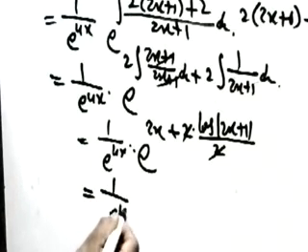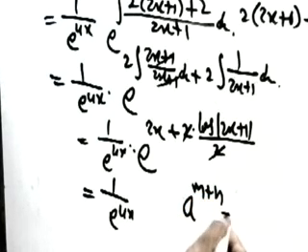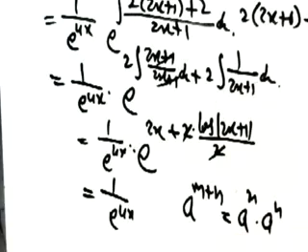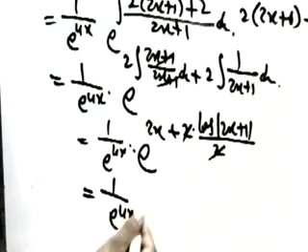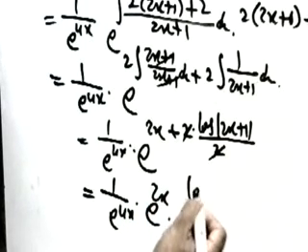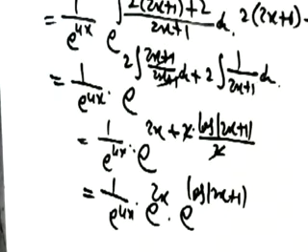You see here, equals 1 divided by e power 4x. Suppose we have a power m plus n. We can change it like this: a power m into a power n. So let me change it like that. This will become e power 2x into e power log of mod 2x plus 1. So e power log will get cancelled, you get 2x plus 1.